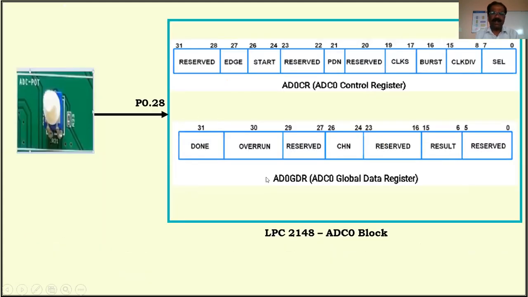Now, once you enter into that ADC 0 block, I told you already there will be ADC 0 and ADC 1.